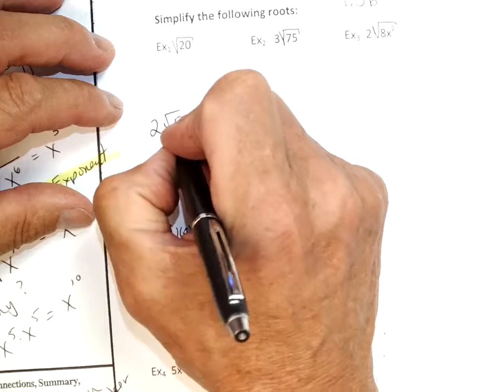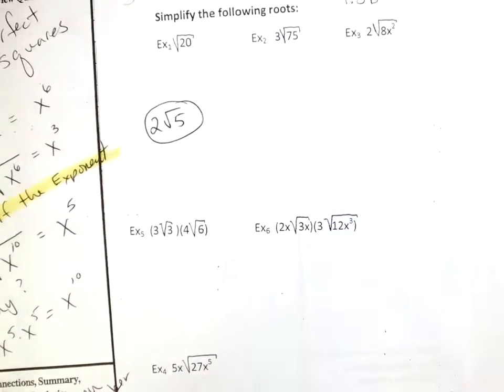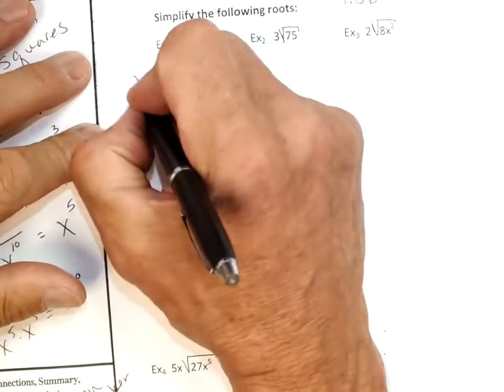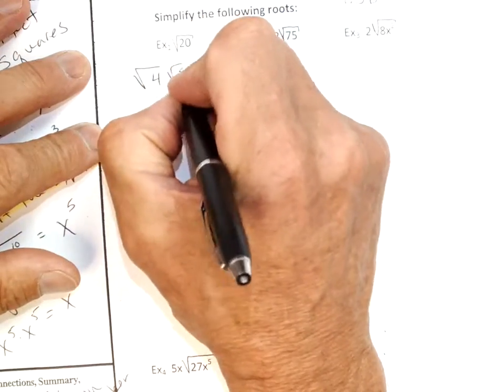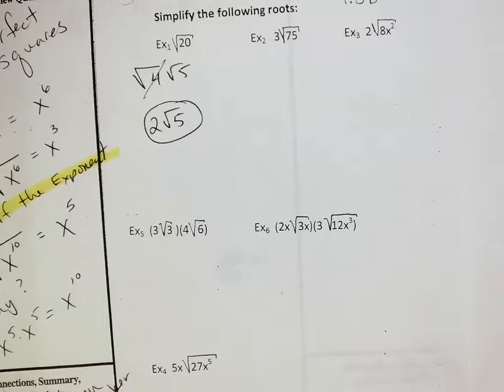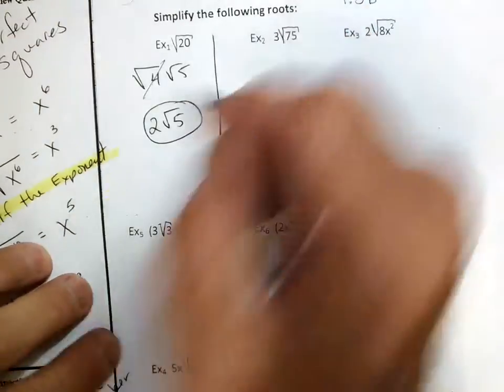2 square roots of 5. Thumbs up? Okay, and I'll show it real quickly, just in case. Savannah went square root of 4, square root of 5, right, Savannah? Yeah. Square root of 4 is 2, and there you go. Bam, right? Easy?